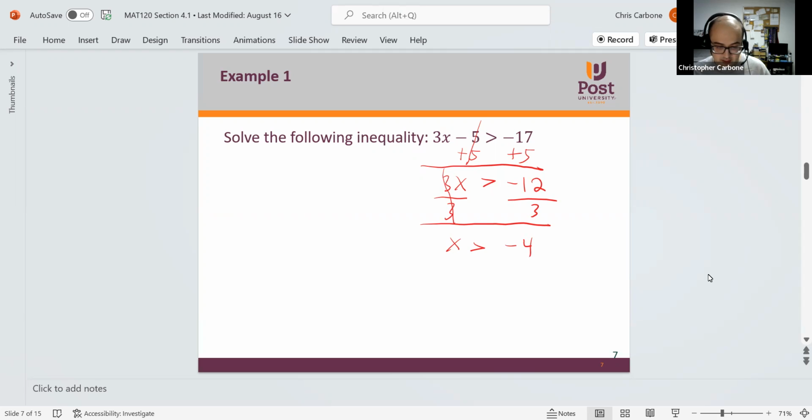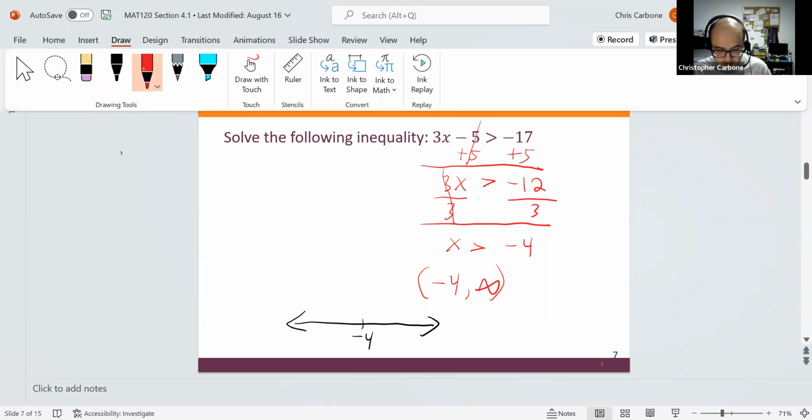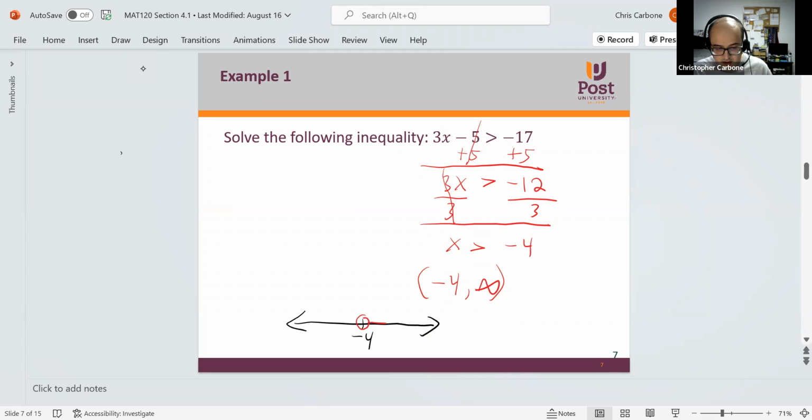So as an interval notation, as we had seen, smallest this is negative 4. It goes up towards infinity. And because this is just a greater than, no or equal to, it is surrounded by a parentheses. And the graph for this would look something like this. We have negative 4 and an open circle because it's not included, and being shaded towards the right, as we can see.